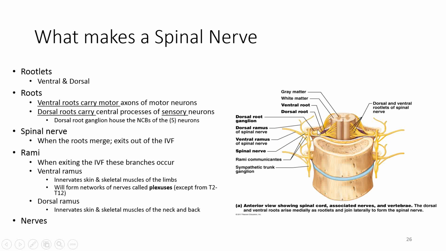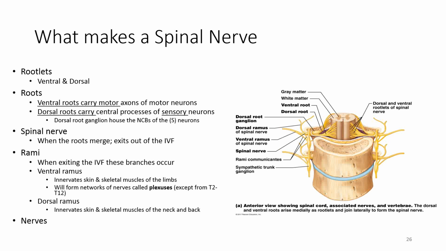Those are going to coalesce together. This is called the dorsal root ganglion. So again, we have a swelling right here. Those are your sensory neuron cell bodies that are all just kind of hanging out here before they exit the spinal column. And those two are going to coalesce together and become the spinal nerve.